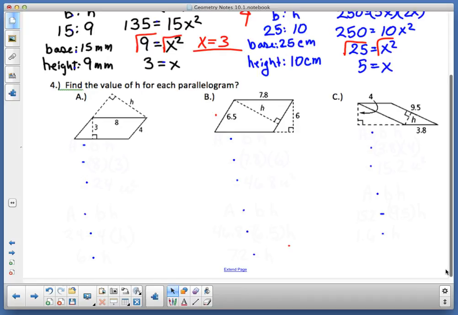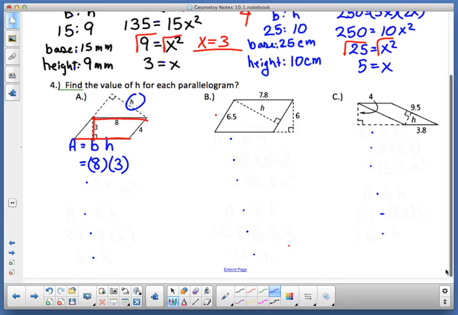I've got 4a going on here, and when I'm looking at 4a, I've got base times height, and I'm going to grab 8 and 3. And people are like, what? Where did you get 8 and 3? I got 8, I got 3. They're perpendicular, and down here is 8 as well. Keep in mind, I am looking for h. The whole job of this thing is to look for h, and I'm going to use h in accordance with 4, because 4 times h is the same as 3 times 8.